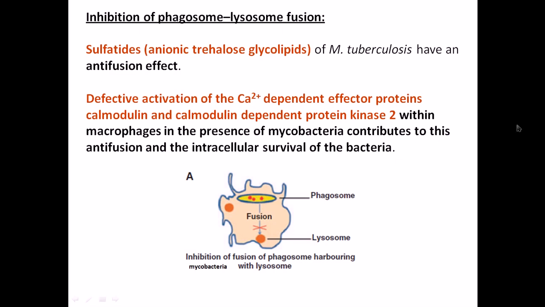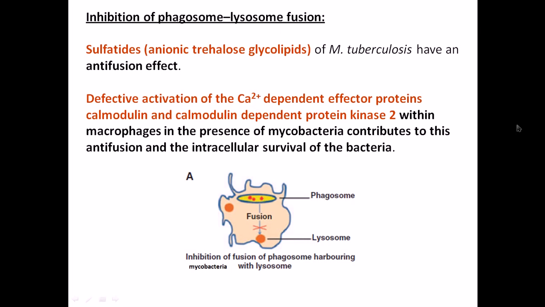Now, inhibition of phagosome lysosome fusion. Let's talk about each of these different stages independently. First thing, they can block the phagosome lysosome fusion, and to do this they have an important mediator, which is sulfatides. Sulfatide is an anionic trehalose glycolipid molecule produced by Mycobacterium tuberculosis, which has a kind of anti-fusion effect. So it will block the fusion of lysosome and phagosome altogether.